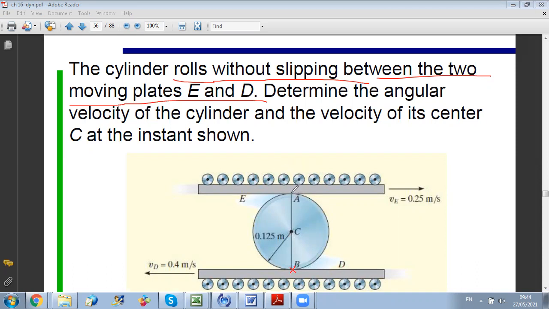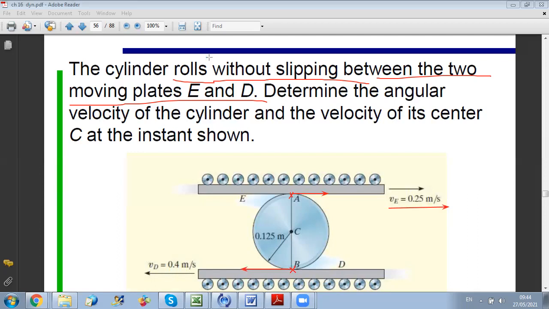What does that mean? It means because of the non-slipping condition, no slipping between the cylinder and the plate at the contact point, we have the same velocity. This means that A is in contact with the plate E and plate E is moving at a velocity of 0.25 meters per second. And we can deduce that VA is 0.25. While B is in contact with the bottom plate, so since there is a non-slipping condition also at B, VB will be equal to the velocity of plate D, which is 0.4.